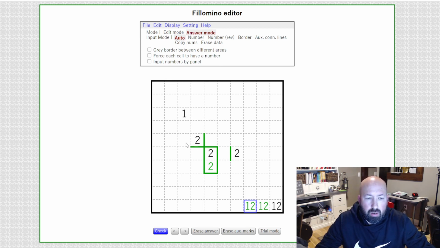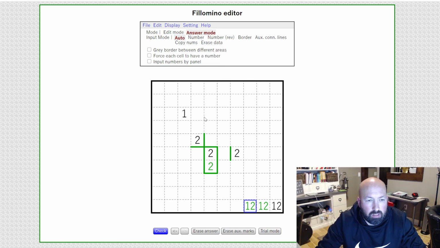And sometimes you can't figure that out until you've filled in half the grid and you can say, oh, well, we have 15 cells left to fill and I have two 8s. The 8s are going to have to connect, obviously, and be one region of 8. Otherwise, there'd be too many cells. So that's a thing that comes up sometimes in fillomino puzzles as well.